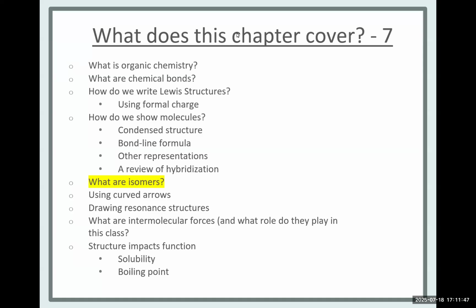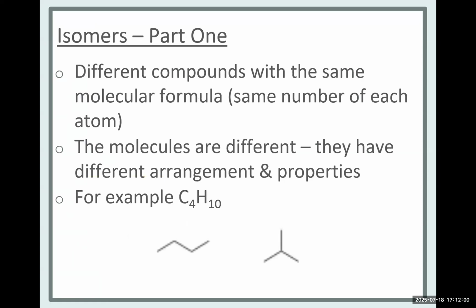All right, so the next little bit of this chapter we're going to go over is what are isomers. You've probably heard isotopes before, and these are different than isotopes. Isomers are different compounds or different molecules with the same molecular formula. So you have the same number of each atom, but they are not the same molecule. They are different and they have different arrangements and different properties.